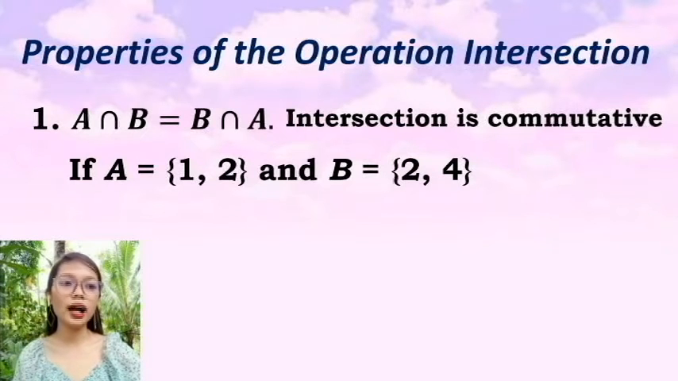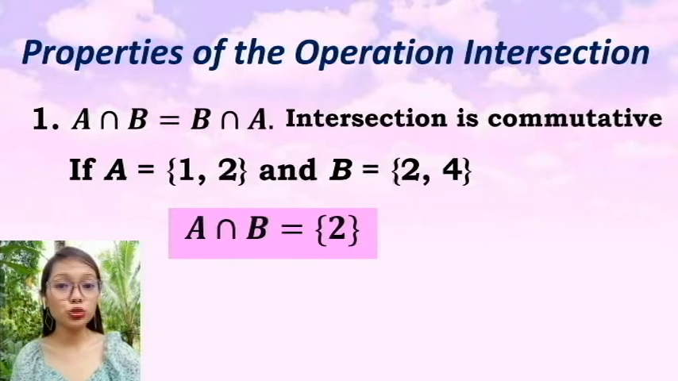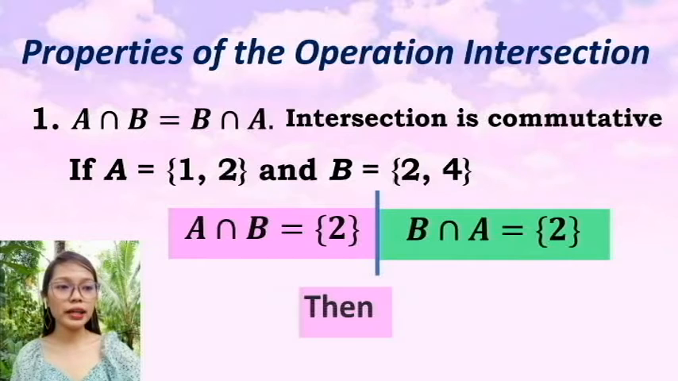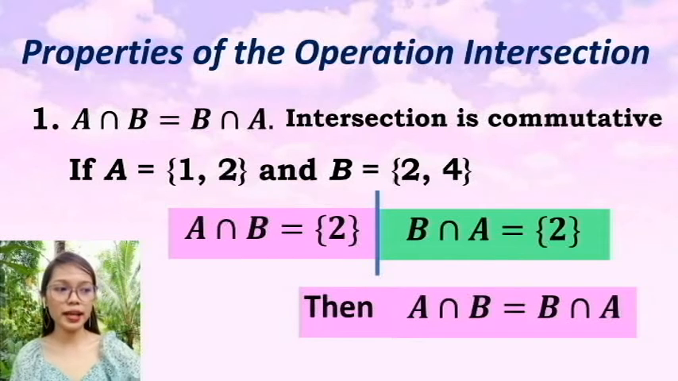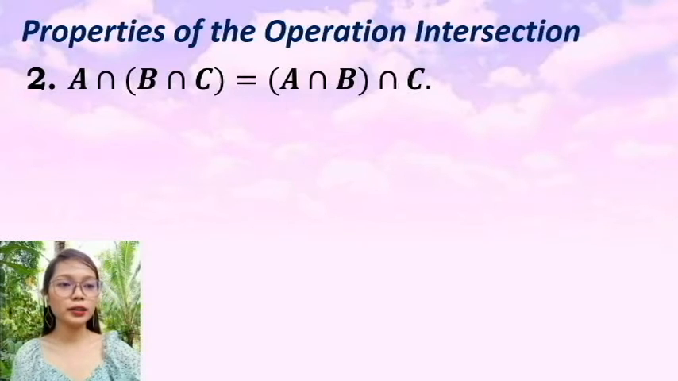Let us simplify them. What is common to A and B? Yes, the element 2. So, the intersection of A and B is 2. On the right-hand side, the intersection of B and A, what are the common elements of B and A? Again, that is 2. Therefore, the intersection of A and B is just equal to the intersection of B and A. That is the second property of intersection.